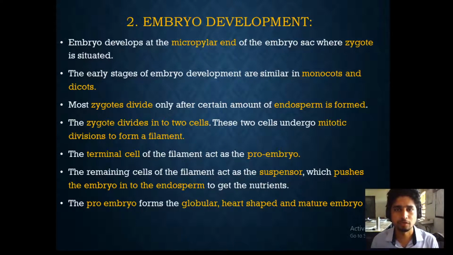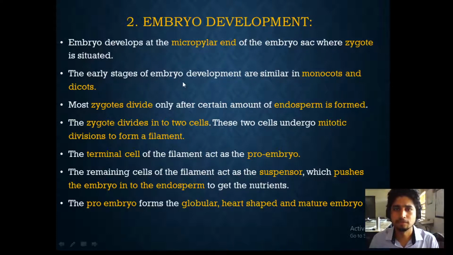So that's what we are going to understand, how this embryo formation is occurring from the zygote in the embryo development. So embryo is developing at the micropylar end, because the zygote is present at the micropylar end, and this zygote is developing into embryo, and so embryo development is occurring at the micropylar end of the embryo sac.